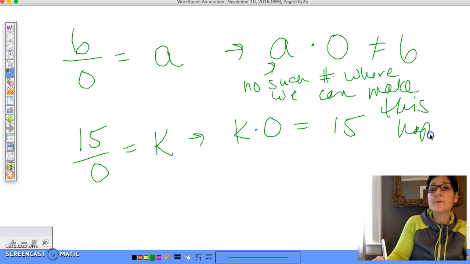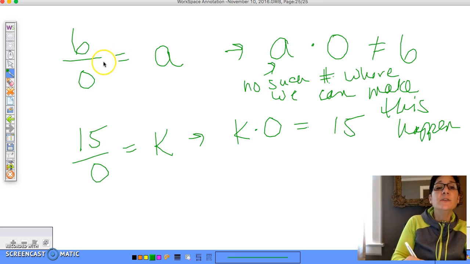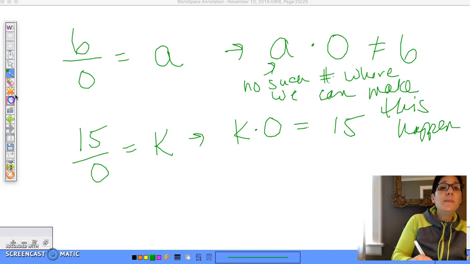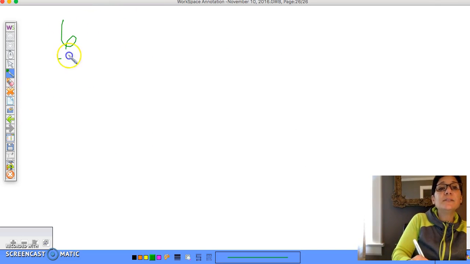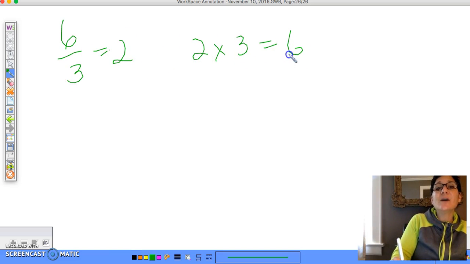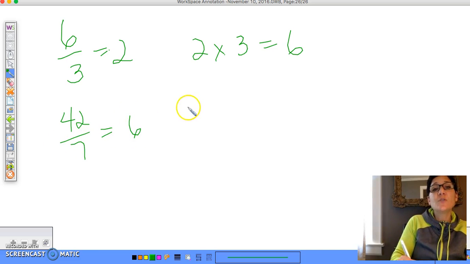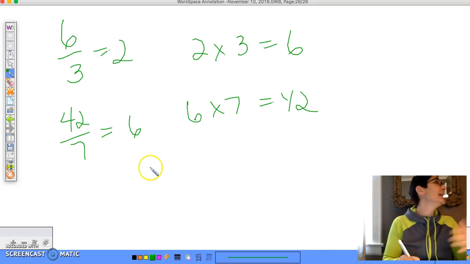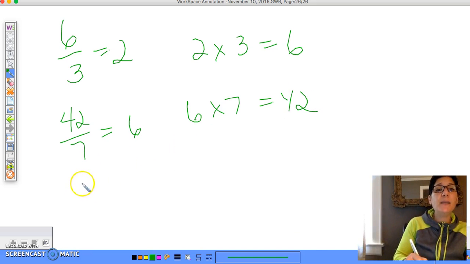I'm kind of butchering the way I'm writing this, but that's okay. So with that said, going back to this, typically you would be like, oh, 6 divided by 3 is equal to 2. So 2 times 3 is equal to 6. Oh, it's so harmonious, isn't it? 42 divided by 7 is equal to 6. So therefore, 6 times 7 is equal to 42. It's harmonious. I feel like I'm singing a happy song.